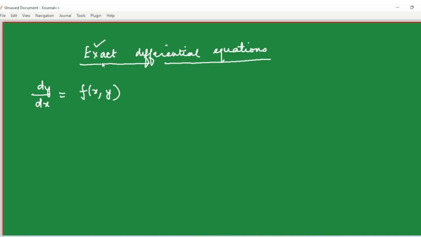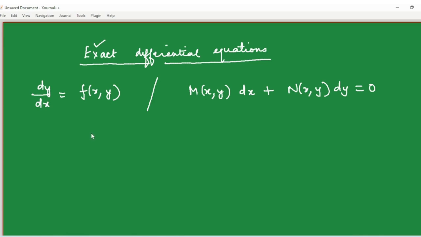For discussing the idea of exactness, it would be preferable to rewrite this first order first degree differential equation in an alternative way. We can rewrite it in the following manner: a function of x and y, say M(x,y) dx, plus another function of x and y, N(x,y) dy, equal to 0. It's going to be more suitable for us to rewrite any first order first degree differential equation in M dx plus N dy equal to 0 format to assess whether it's exact or not.